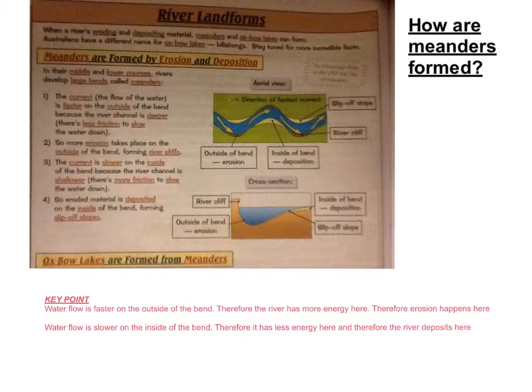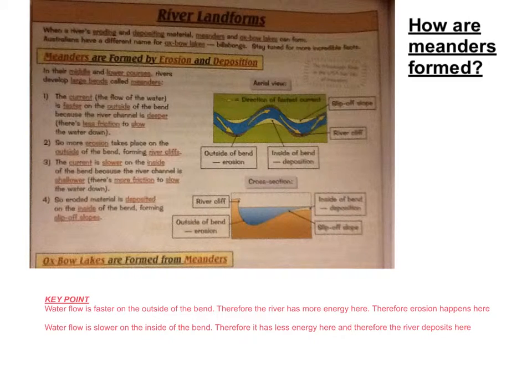Where the water flows faster, it has more energy. Where it has more energy, it can do some more eroding. Where the water flows slower, it has less energy, hasn't got the energy to erode, probably hasn't even got the energy to transport material, so what it does is it deposits it there. And the water flows faster on the outside of the bend. The water flows slower on the inside of the bend.